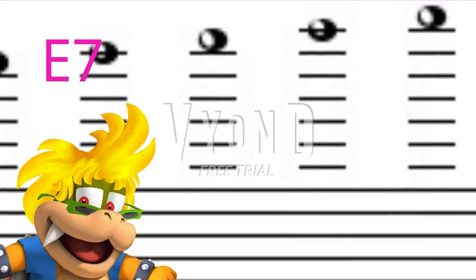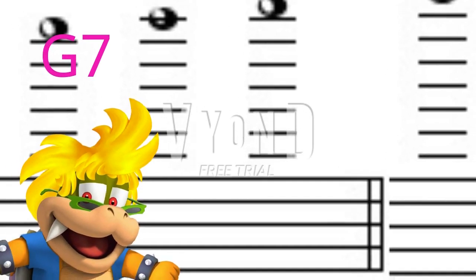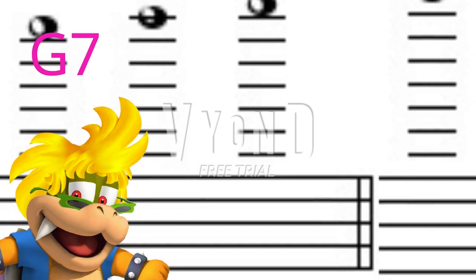E7 is in the 6th space above the 6th ledger line above the treble staff. F7 is on the 7th ledger line above the treble staff. G7 is in the 7th space above the 7th ledger line above the treble staff. A7 is on the 8th ledger line above the treble staff. B7 is in the 8th space above the 8th ledger line above the treble staff.